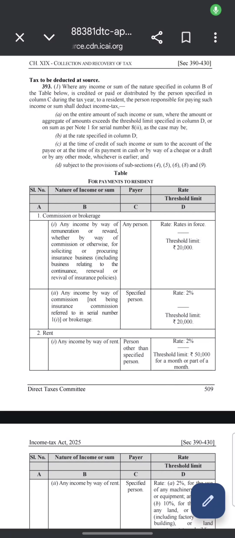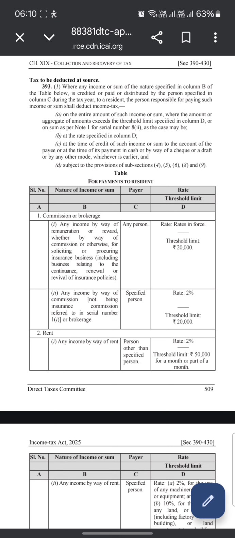Good morning. Today we are going to discuss the TDS section in the Income Tax Act 2025. This is the newly enacted Act, applicable from 1st April 2026 onwards, and it is already implemented. If you are deducting TDS, you need to watch this video in advance for your TDS journey.